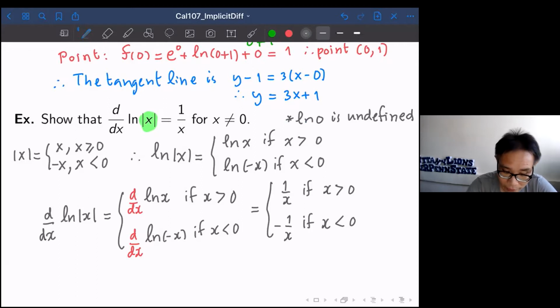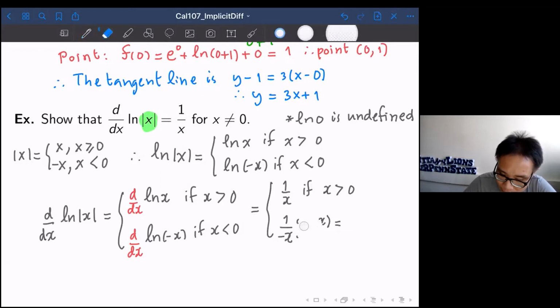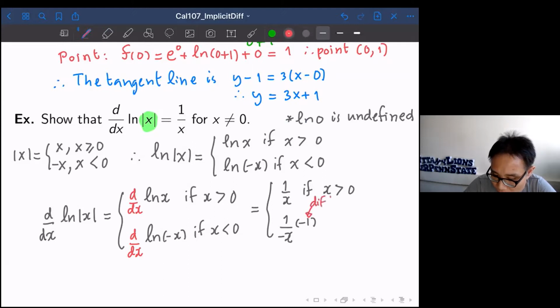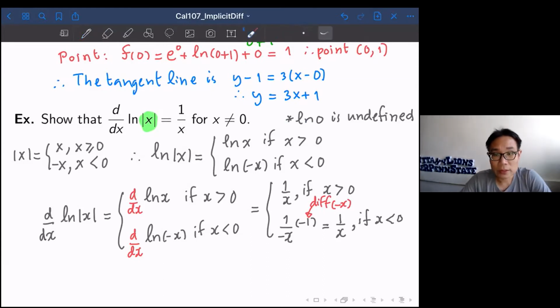Sorry, I forgot one thing. I have 1 over negative x, and you're going to have to differentiate d/dx of negative x. So this guy will become -1. Let me write it this way: it's going to be -1, and this -1 comes from the derivative of -x. In this case, this will be just 1/x if x is negative. So you see that for x positive and x negative, you get the same number: 1/x for both.